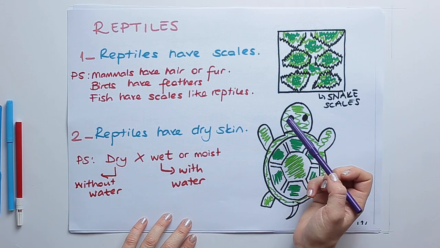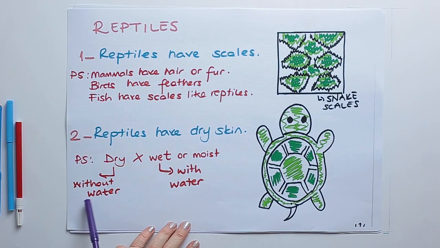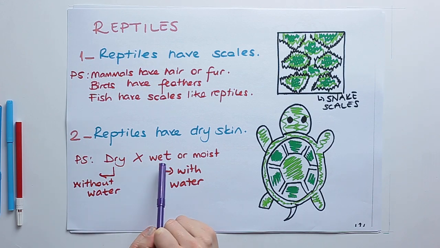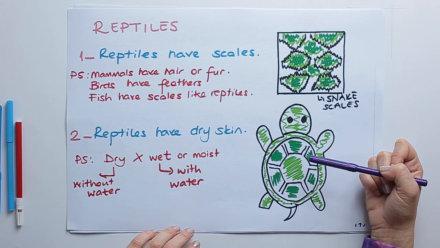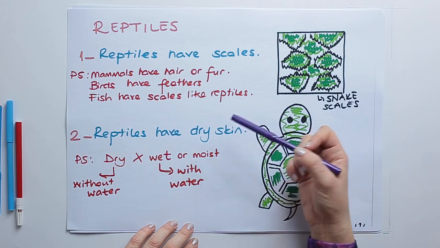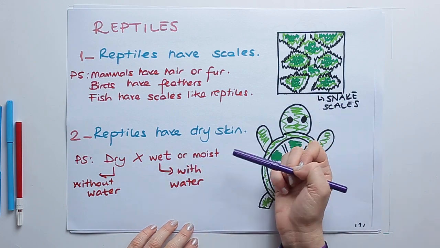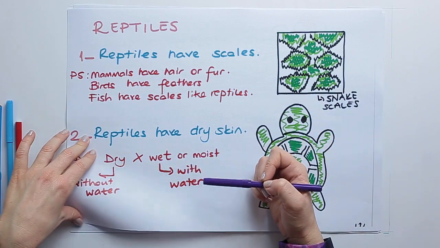Reptiles have dry skin. Dry means being without water, while wet or moist means being with water. So the reptile has dry skin. But fish have wet skin or moist skin, as you can imagine.